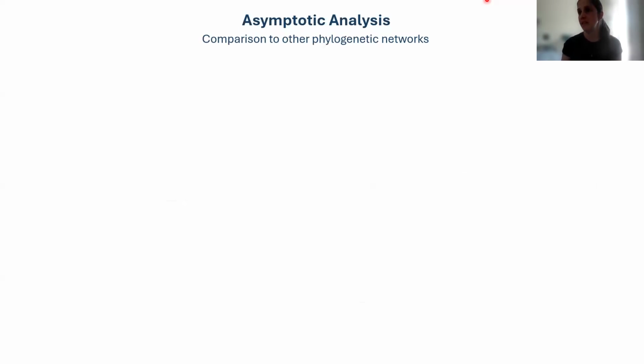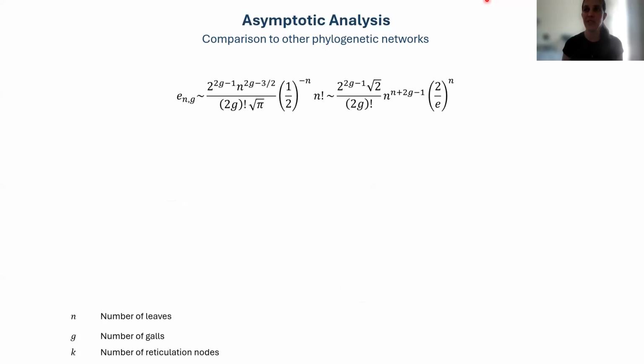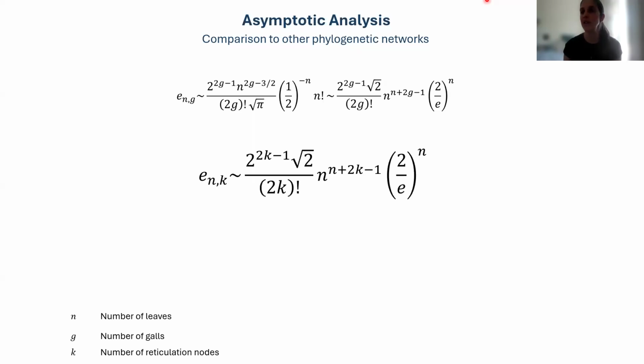Just to remind you that n is the number of leaves, G is the number of golds, and K is the number of reticulation nodes. Using a transfer theorem, we get the asymptotic approximation for the number of leaf-labeled time-consistent gold trees with n leaves and exactly G golds, using also the Stirling approximation for n factorial. And because in gold trees the number of golds is equivalent to the number K of reticulation nodes, this is actually the asymptotic approximation as n goes to infinity of the number of leaf-labeled time-consistent gold trees with K reticulation nodes.